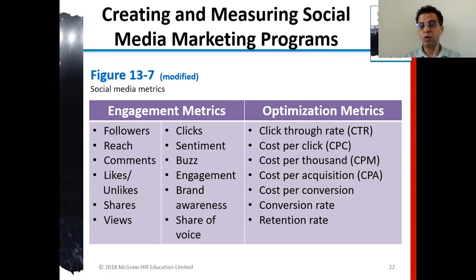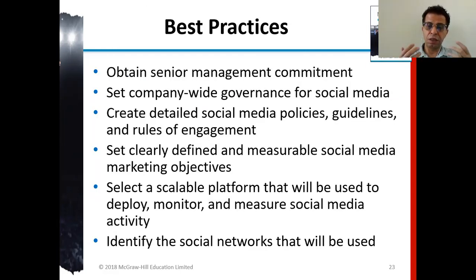Now what you have is called the optimization metrics, which include the click-through rate. You need to calculate that, find the rate, cost per click, the cost per thousand, cost per acquisition of every customer, and cost per conversion, from potential client to a real client. Also the conversion rate and retention rate, how many of them you are keeping. In the CRM, we will be talking about retention and conversion rate.